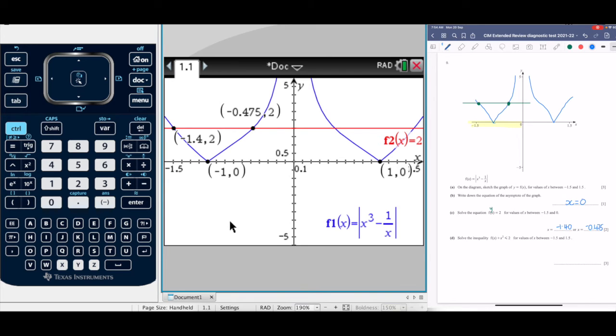Then I need to solve the inequality, which is f of x plus x squared is less than 2. So to do this, the f of x has now had x squared added to it. So that graph is x cubed minus 1 over x plus x squared, and that is less than or equal to 2. So I can plot this graph, and then I can plot 2, and I can find where the graph is less than it.